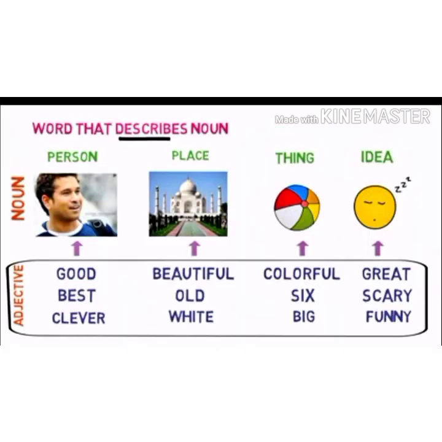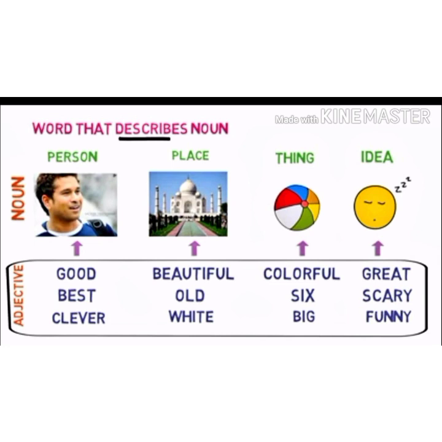So let's take a few examples here. As you can see, I have used a few adjectives that describe the particular noun. Like, for the first example of a person, you all know his name is Master Sachin Tendulkar, and he is a good player. He is the best player in the Indian cricket team, and he is the most clever player too. So I have used three adjectives here: good, best, and clever for Sachin Tendulkar.